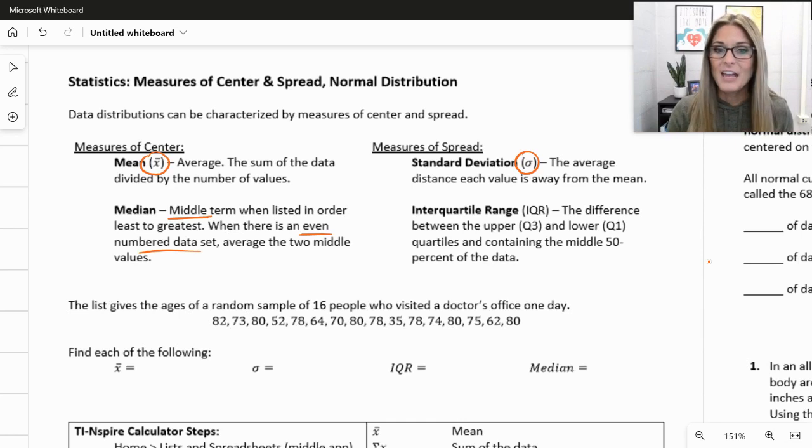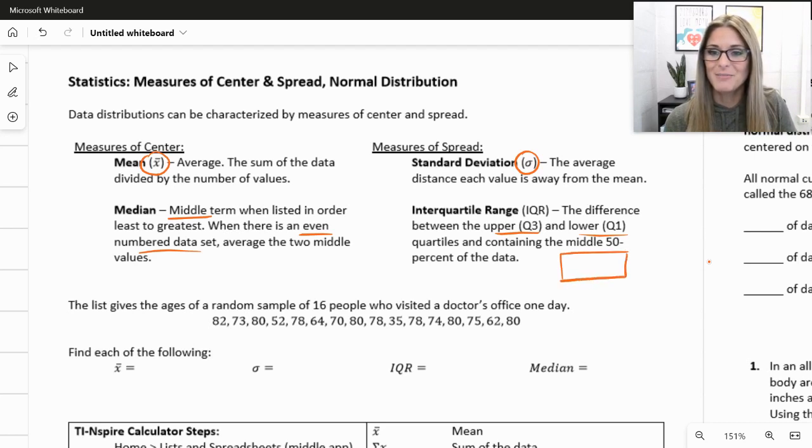Another measure of spread you might be familiar with is interquartile range, abbreviated as IQR, and that is the difference or range between our upper quartile and our lower quartile, our Q3 and our Q1. So this comes from our box and whisker plot.